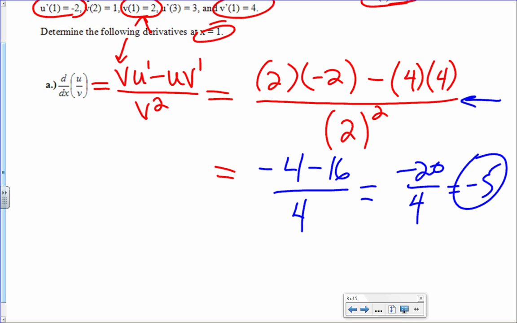what does -5 represent? For what? So somebody said the derivative at 1, but for what? Yeah, for some function u divided by v. I don't even know what it is, but it's some function divided by another. And I know the slope at 1 of that mysterious function is -5.